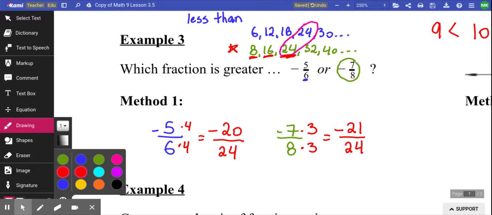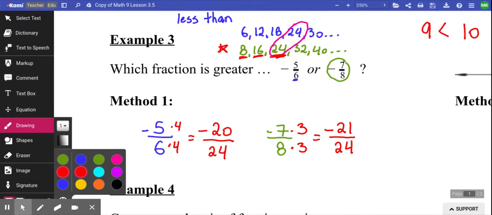Comparing which one's greater, negatives can sometimes make things tricky. Right? If I have negative 20 24ths and negative 21 24ths, people are inclined to think that the 21's the bigger number, when in reality, it's the smaller number. And we're going to think about it as a number line.